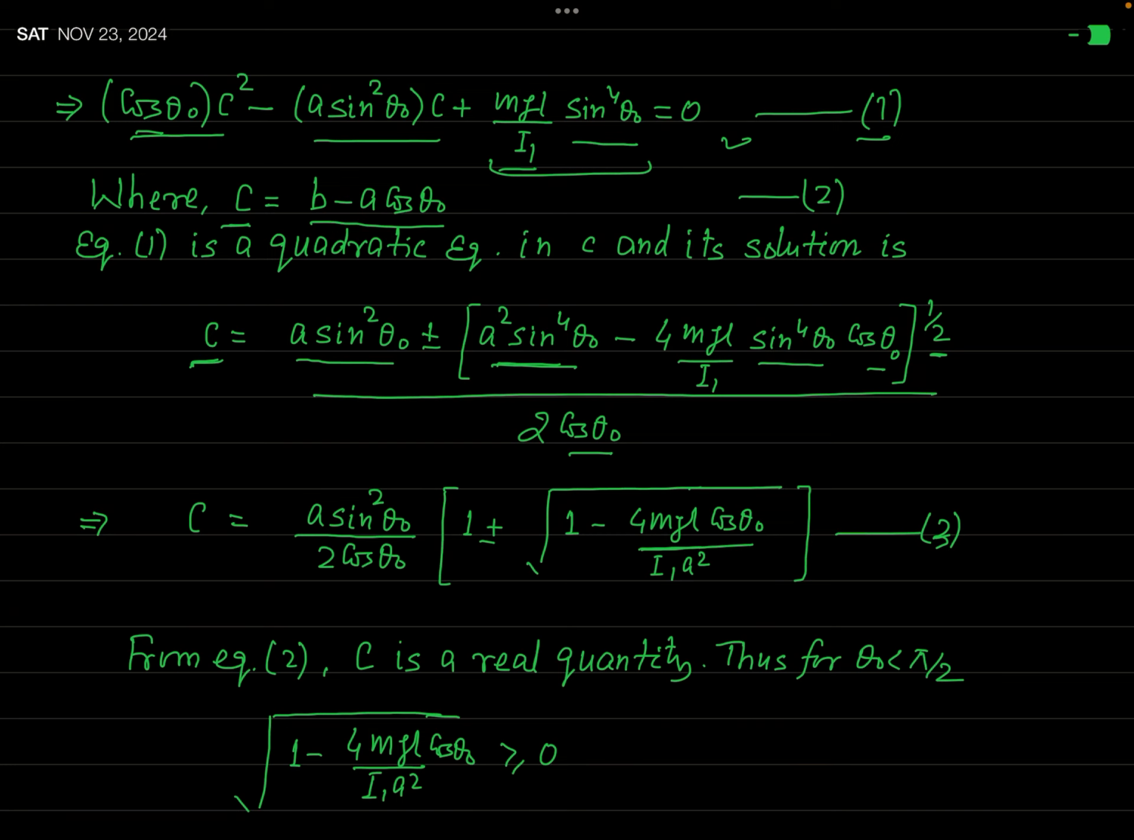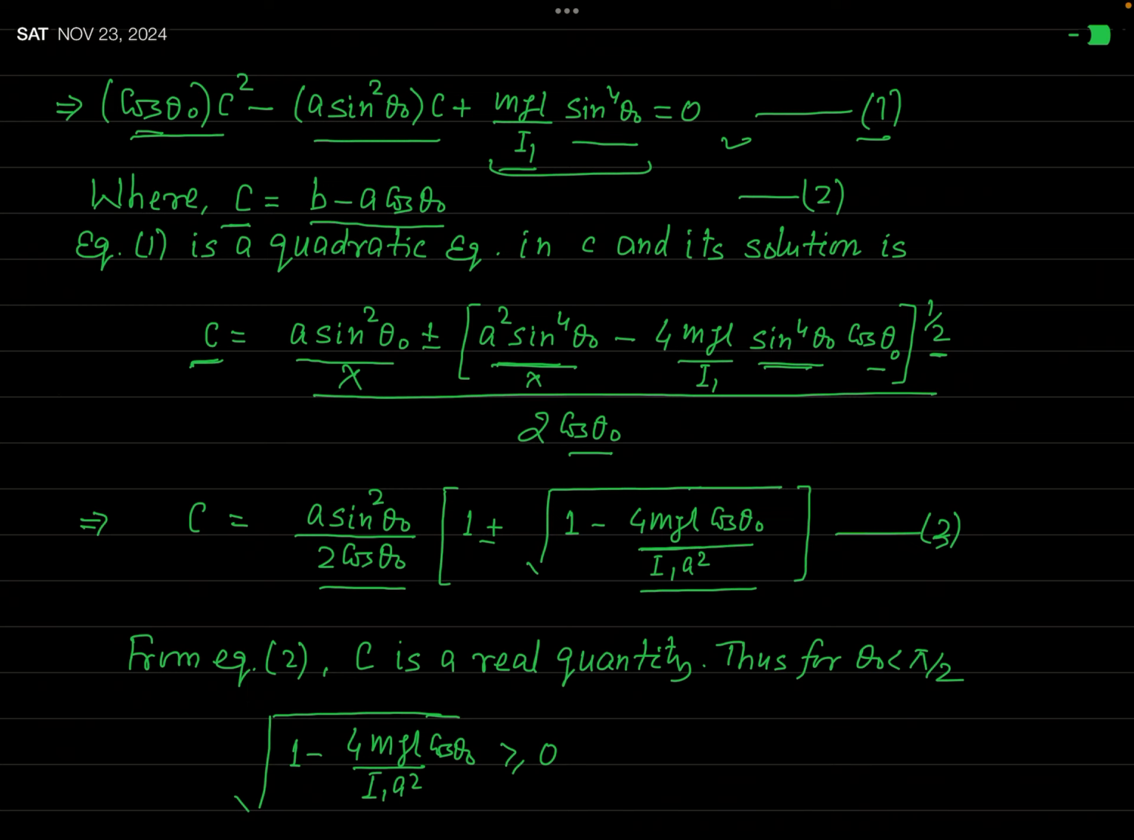So this result for C can be written as a sine square theta naught over 2 cos theta naught times 1 plus minus, here there is also 1, and 1 minus 4 mgl cos theta naught over I1 a square, because you have taken a square as a common factor, but this second term does not contain a square, so you must divide it by a square.